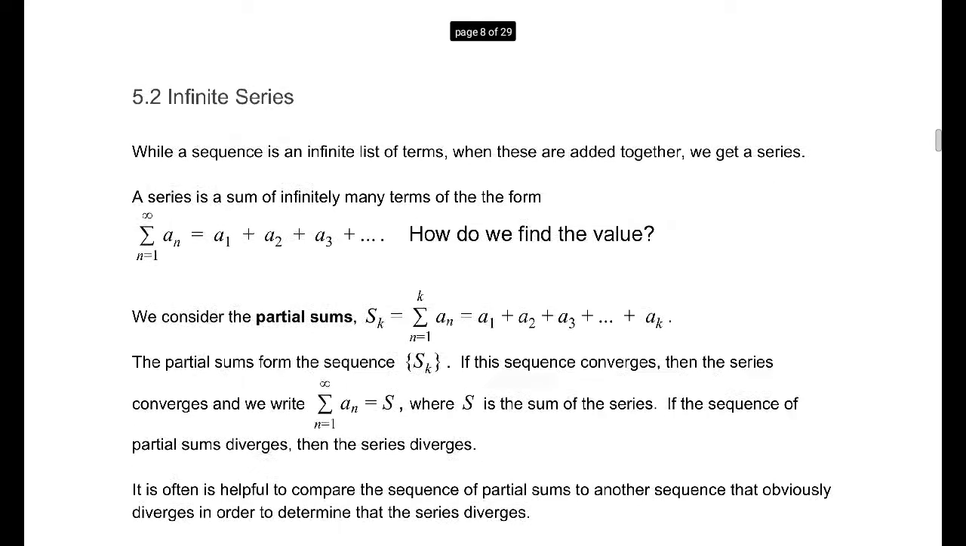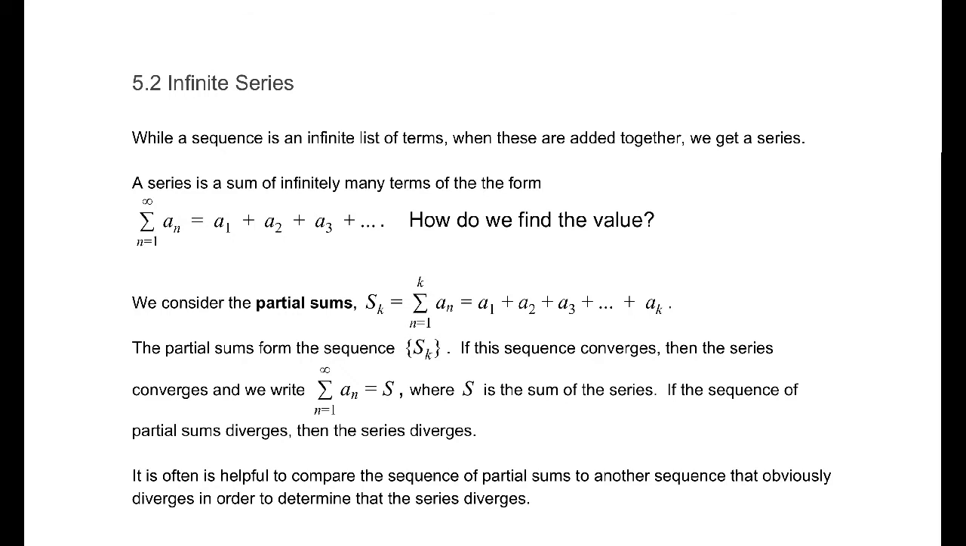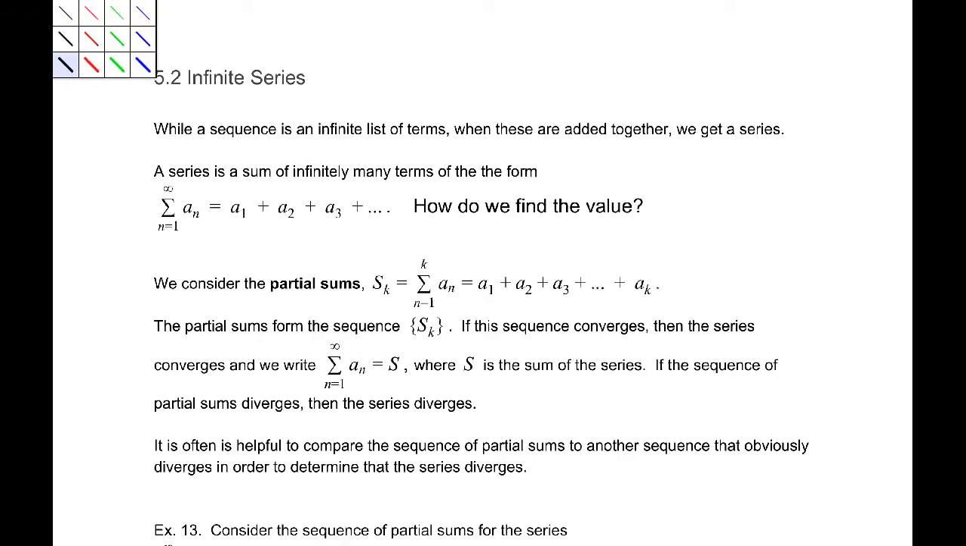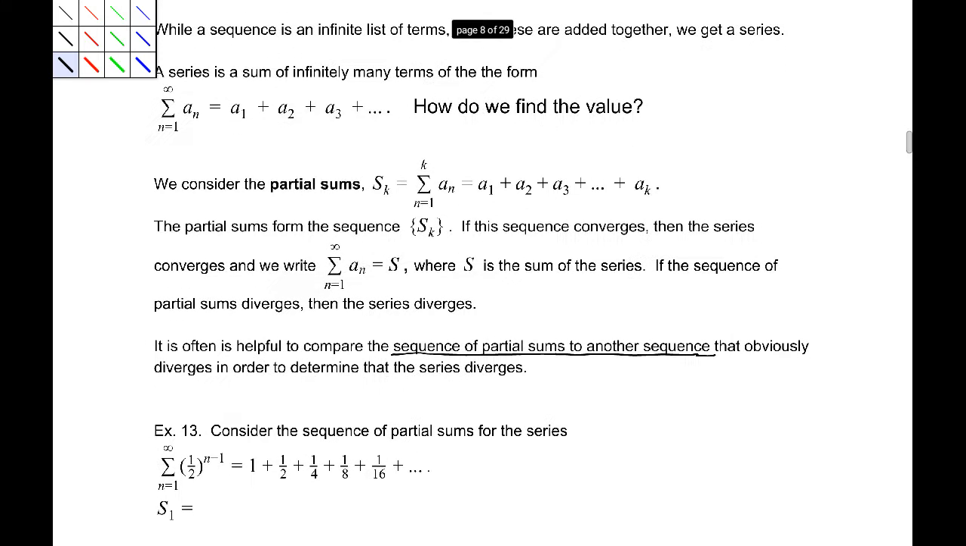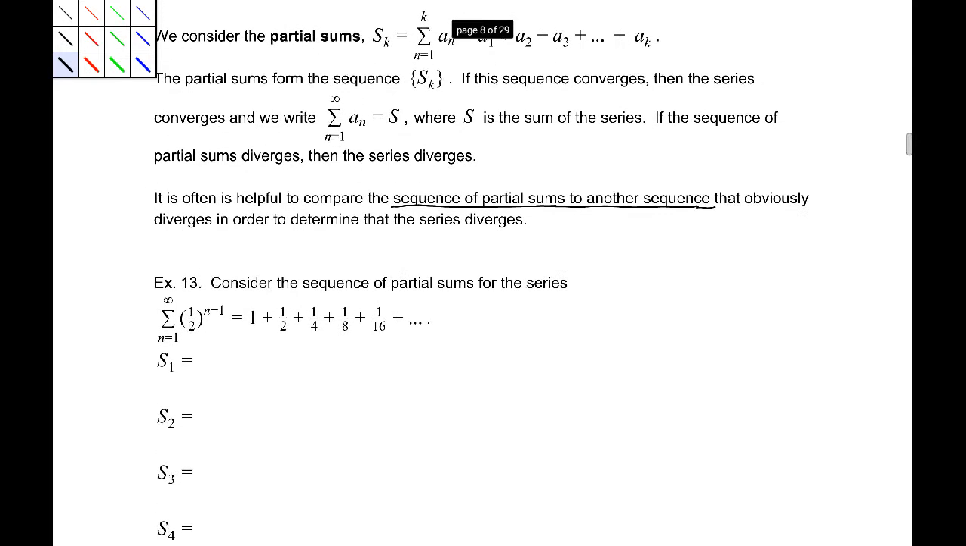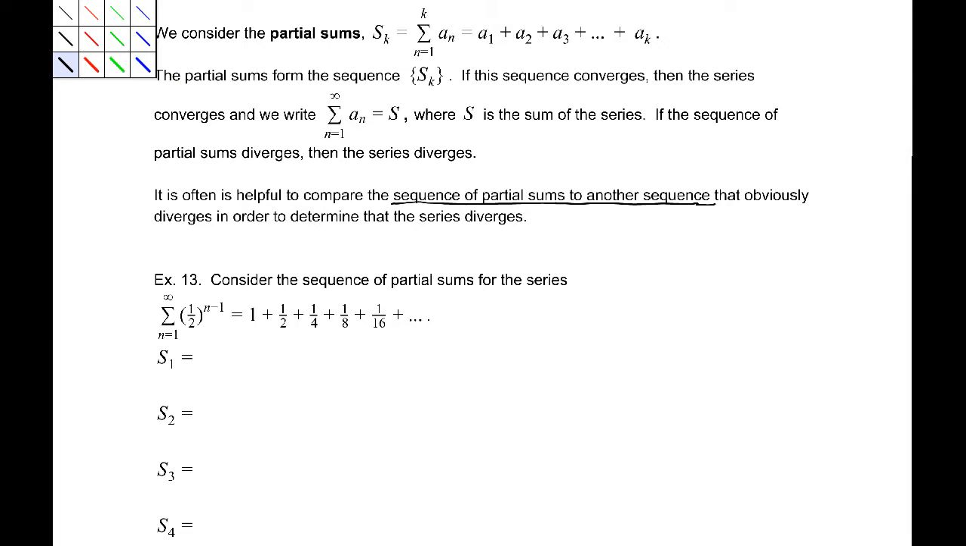Now, a very useful tactic here. It is often helpful to compare the sequence of partial sums to another sequence that obviously diverges or obviously converges. So let's go ahead and look at the sequence of partial sums for this series, the sum from 1 to infinity of 1/2 to the n minus 1. Now we've dealt with the sequence 1/2 to the n minus 1, but now we are summing those terms.